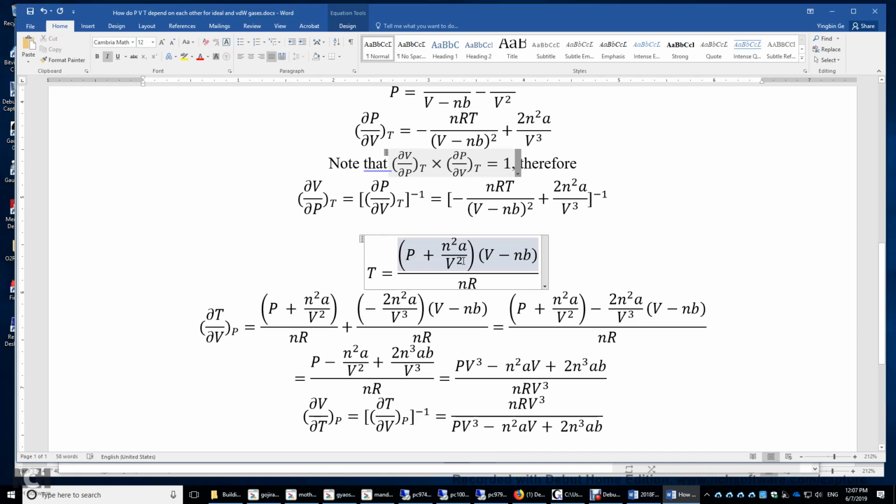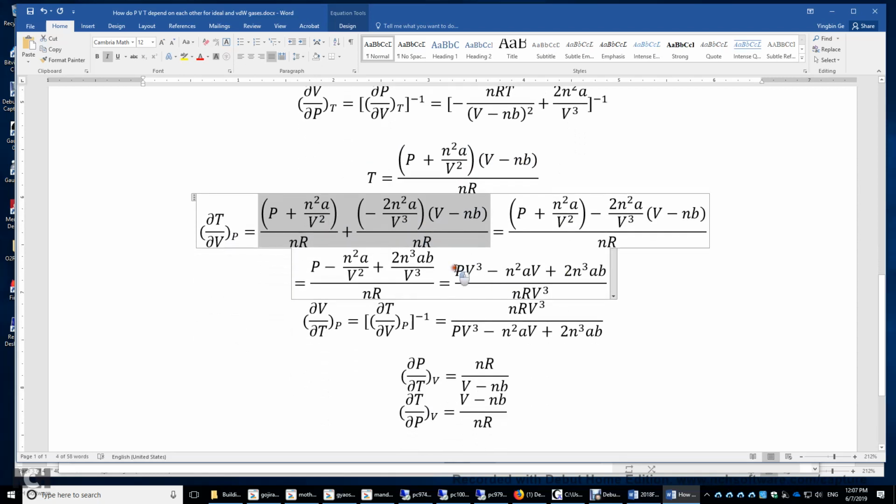So right now I'm going to just take the first derivative of V minus nb, that's just 1, multiplied by this function, so over here. And then I'm going to take the first derivative of this guy with respect to V. Again, we have this V to the power of -2, therefore the first derivative is -2 times V to the power of -3 times this an squared. Where does this pressure go? We're holding pressure constant here. And then the first derivative of this guy times V minus nb, we then simplify this whole thing. This is the simplified form.